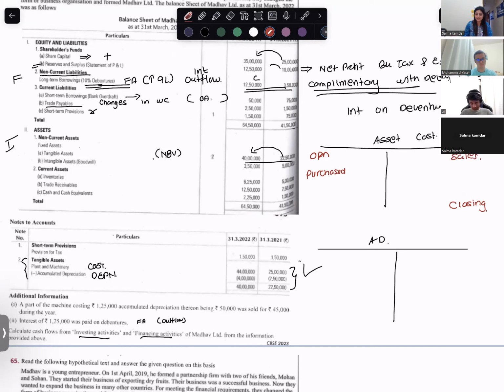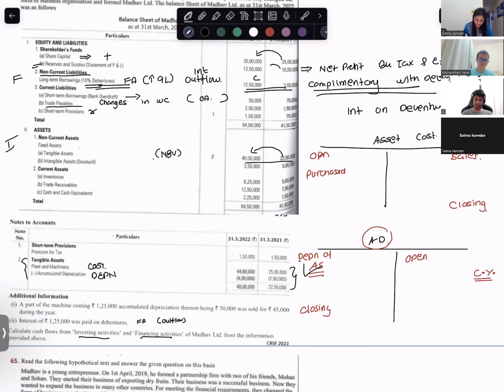How about accumulated depreciation? Opening balance, credit. Closing, debit. Current year depreciation, credit side. Depreciation of assets sold, on the debit side. Depreciation of assets sold on the debit side. I hope you know this.